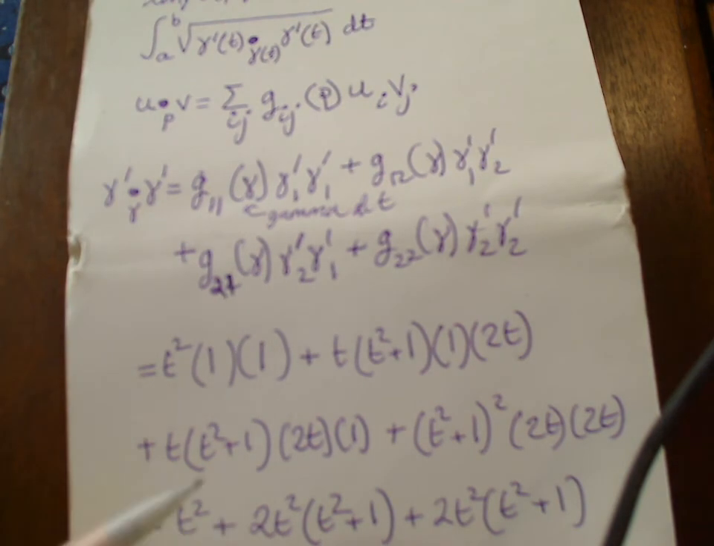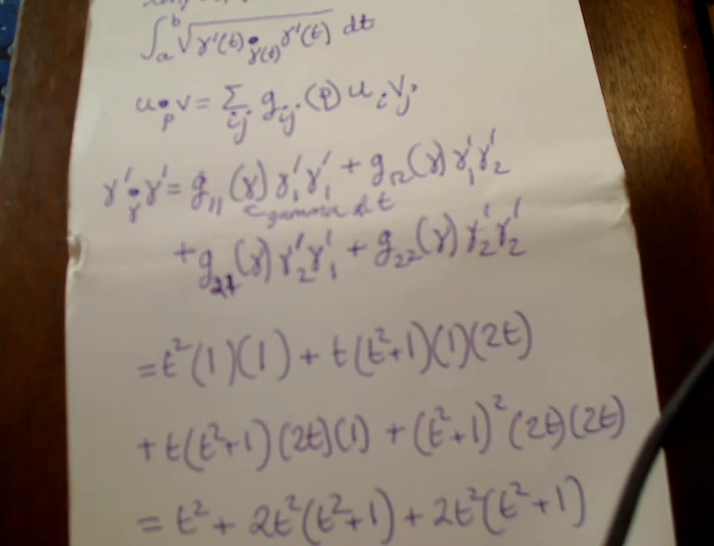So we take gamma 1 2 at gamma. Remember, you get the x coordinate, which is t, and for G12 what you do is you multiply x times y. So you're going to get the x coordinate of gamma, which is t, and you multiply by the y coordinate of gamma, which is t squared plus 1. So there you have your G12 of gamma, and then you're going to multiply by gamma prime 1, which is 1, times gamma 2 prime, which is 2t.